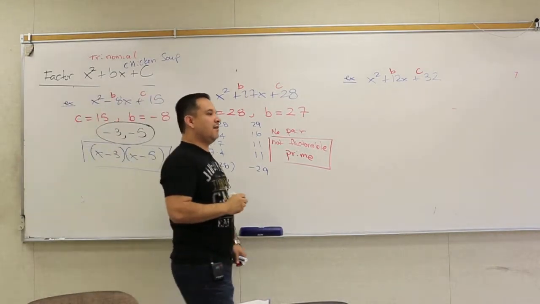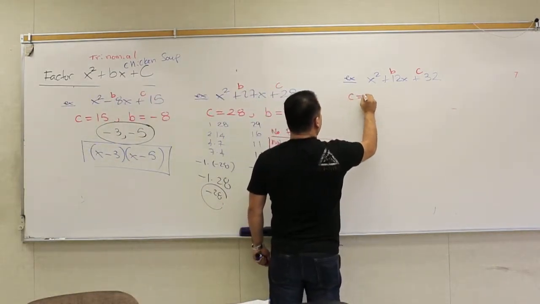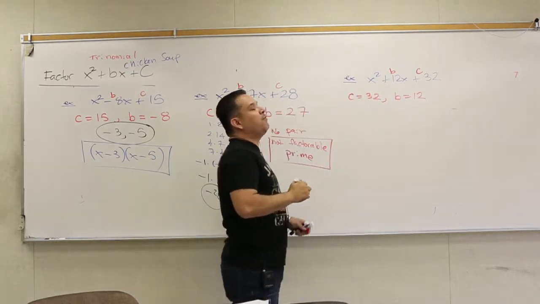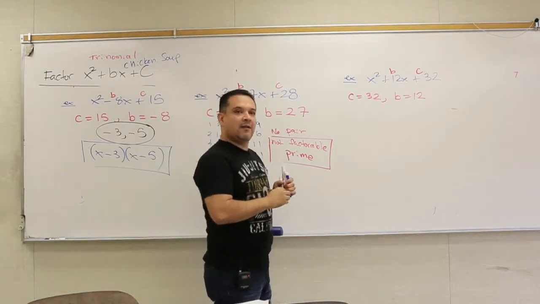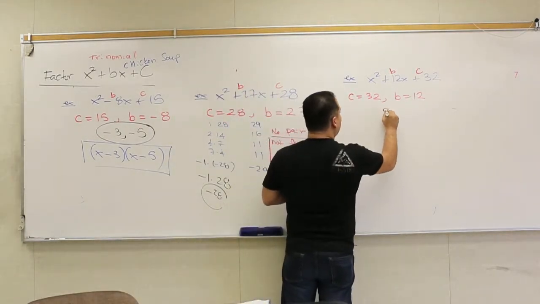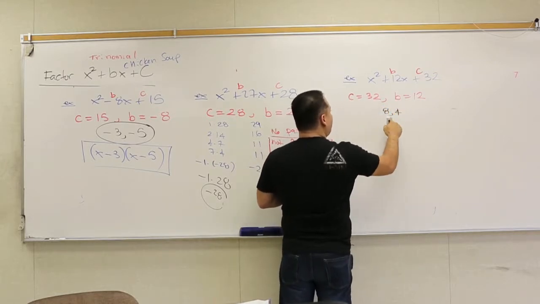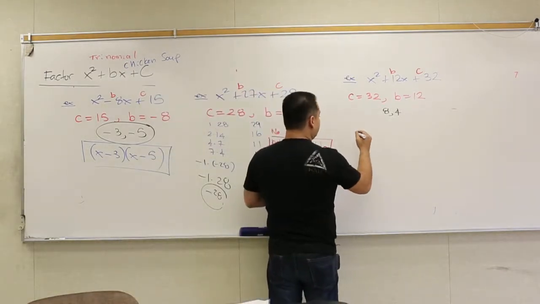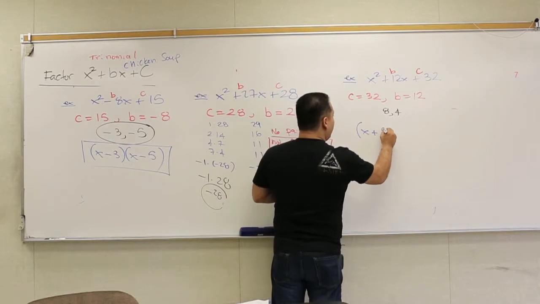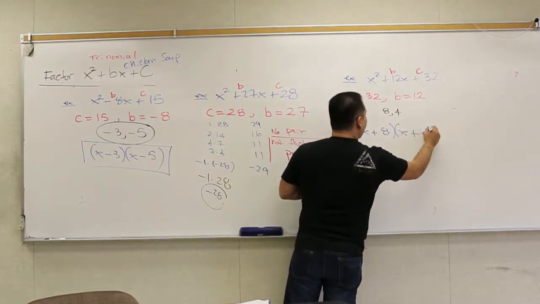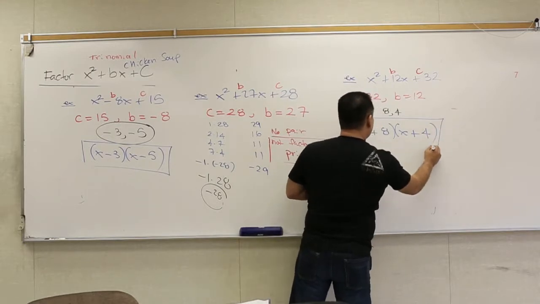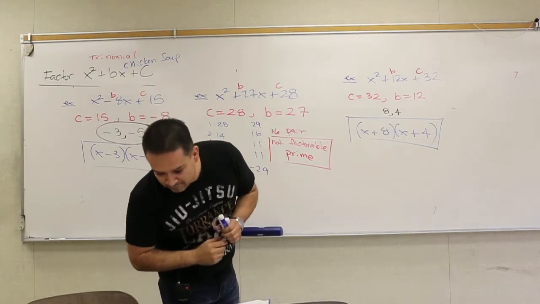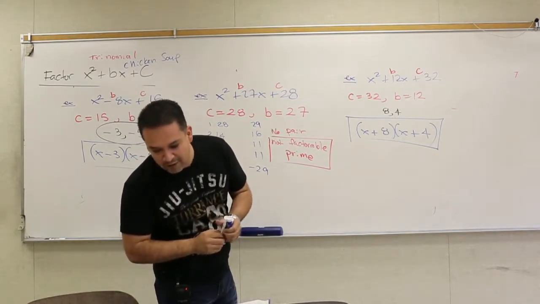B and C. What is C going to be again? 32. What is B? You need a product of 32, but a sum of 12. Is it true 8 and 4 work? Let's see. 8 times 4 is 32. What's 8 plus 4? 12. So x plus 8, x plus 4. Oh, let's make it really nice and hard.